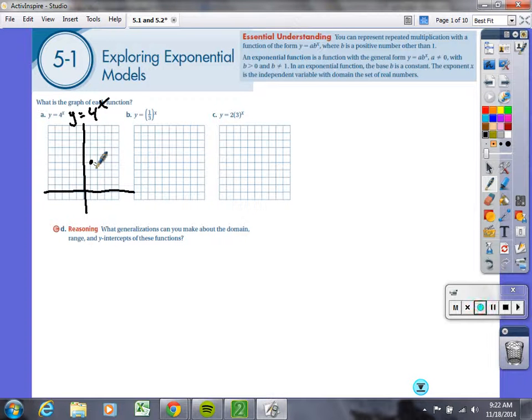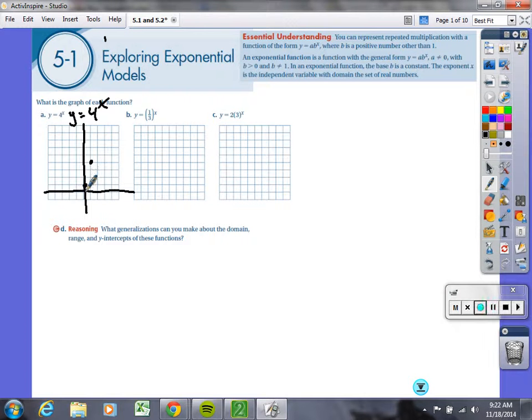What's another good value? 2. That's 16. That's all the way across. I'm not going to 3, because that's actually 64, and I'm not doing 64 tick marks. So what's another good one? 0. What's anything raised to the 0 power? 1, right? Anything raised to the 0 power is 1.